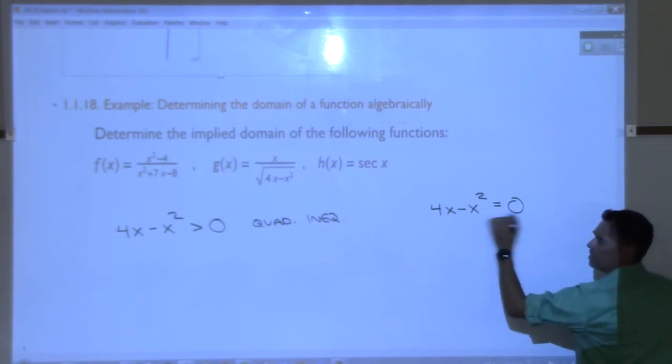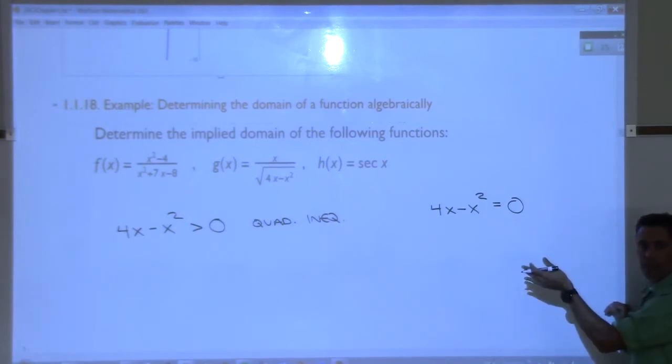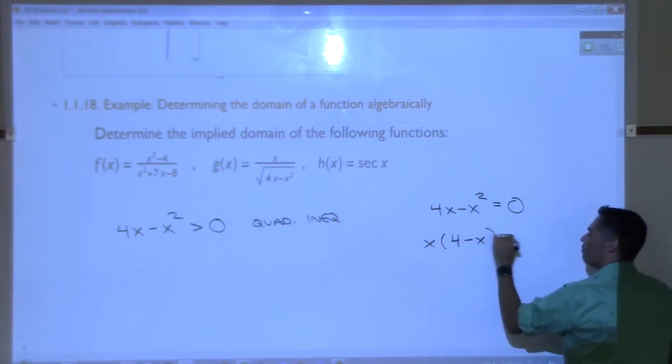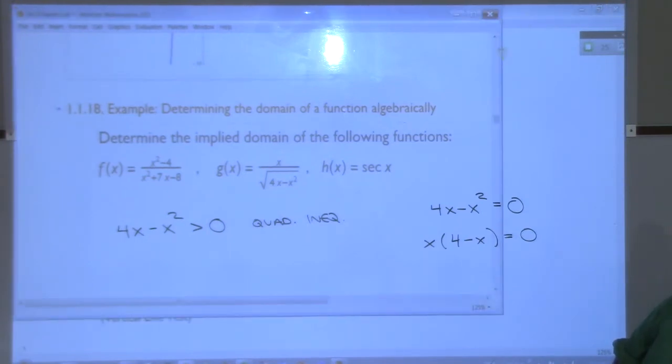Let's go with this. We take this as an equation. Now this one right here we can factor using the GCF. Just pull an x out of both of these. And while I've got this here, let me try and do something real quick.